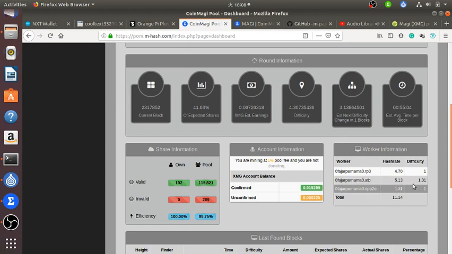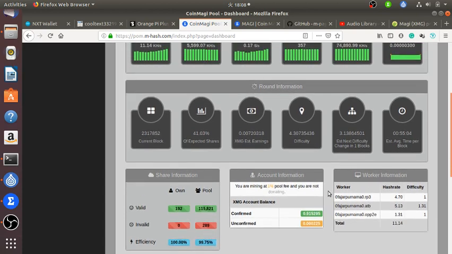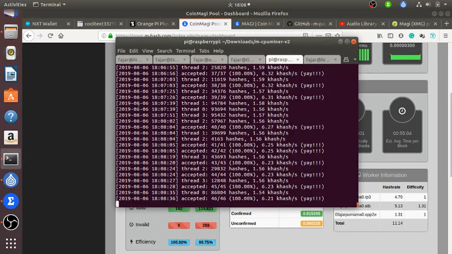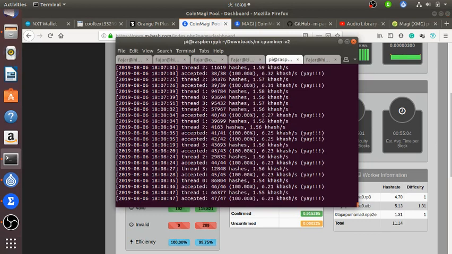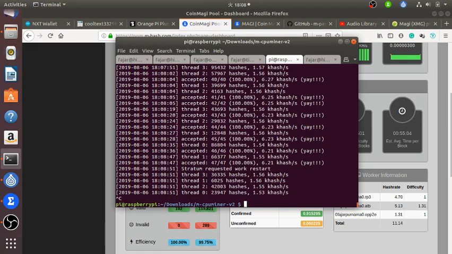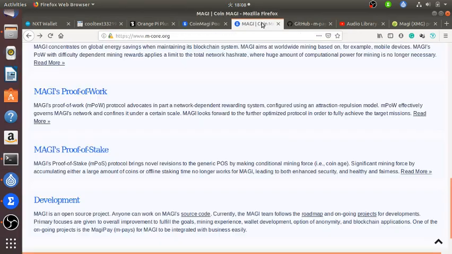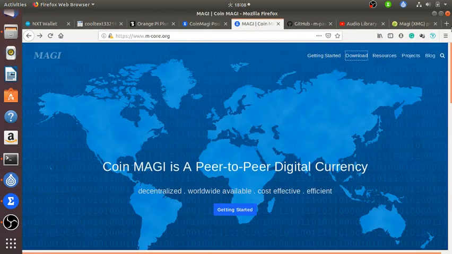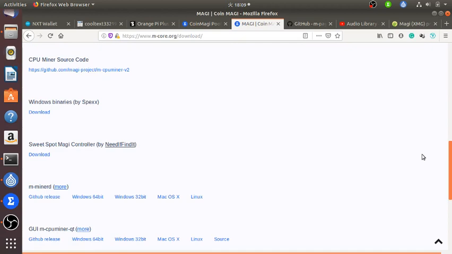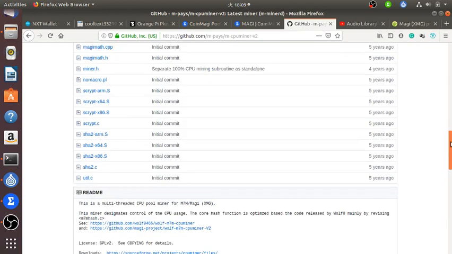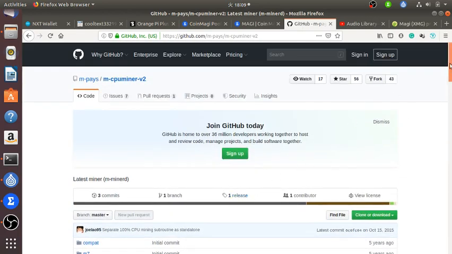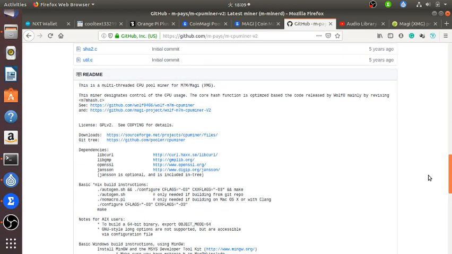About this hash rate, because I just started mining, it should go up to 5 or more, or 9, in a few minutes. And here it is, I have the Orange Pi Plus 2E, Asus Tinker Board, and Raspberry Pi 3 mining. Let me show you. To get the miner, just go to download and then choose the miner. I prefer using MM miner, and this is the GitHub. You can get the release straight away, or any other miner you can find, but I prefer this one.